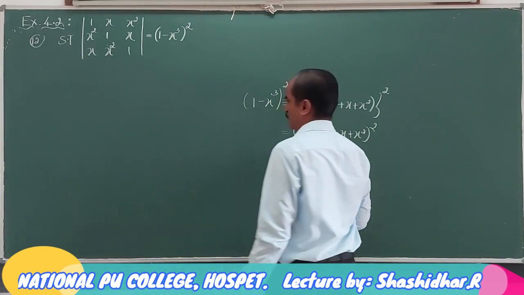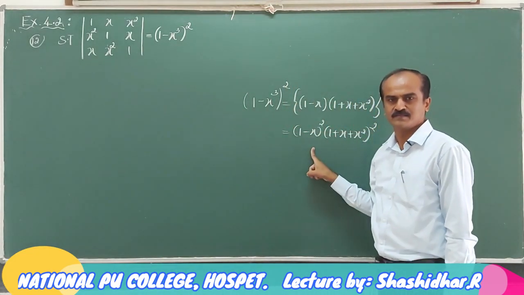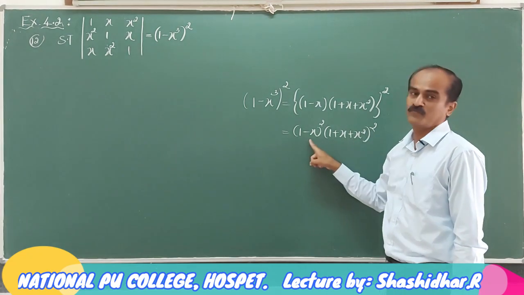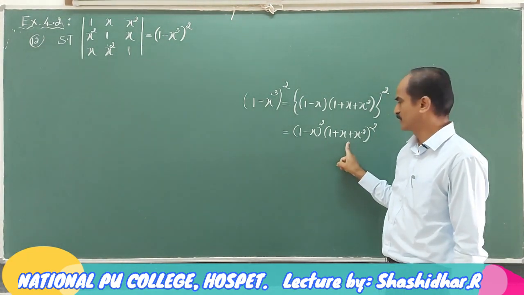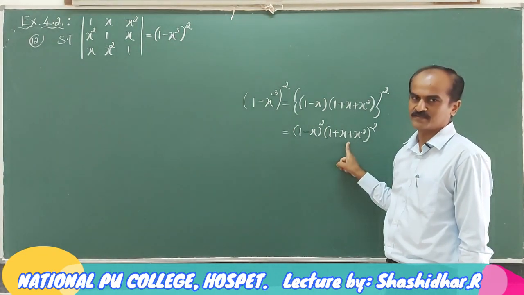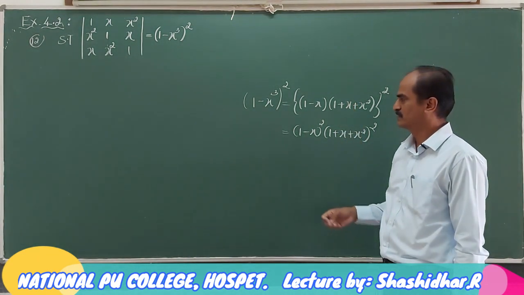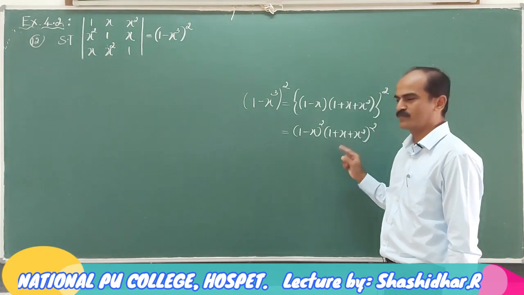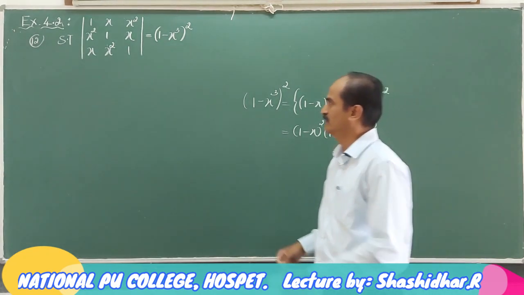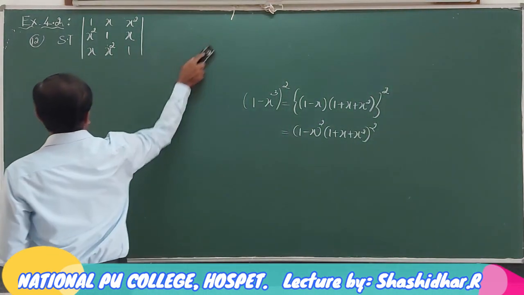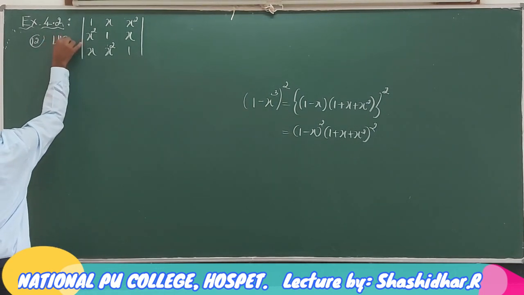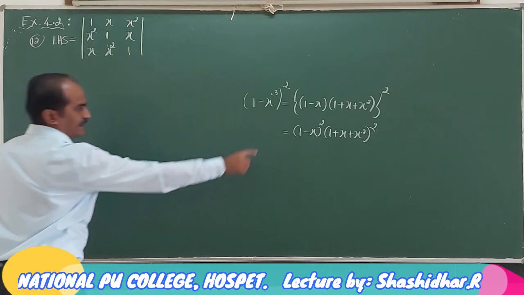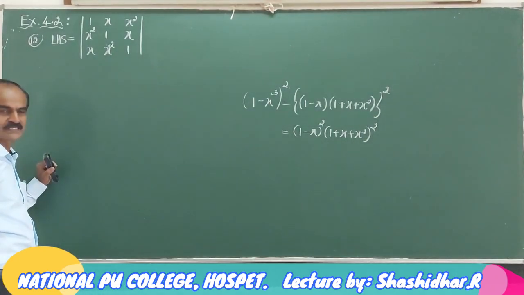So 1 minus x cube whole square means 1 minus x into 1 plus x square whole square. Nothing but it is 1 minus x whole square into 1 plus x square whole square. Equivalently, we have to consider this. Nothing but I need to get 4 factors: 1 minus x, 2 factors, and 1 plus x square, 2 factors. Now let us plan for either 1 minus x or 1 plus x square. If you observe the elements here, it is quite simple to guess. It is easy to obtain the 1 plus x square factor.